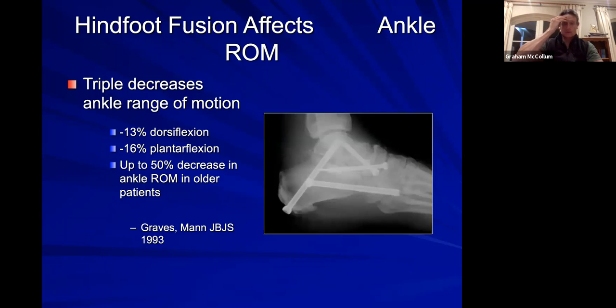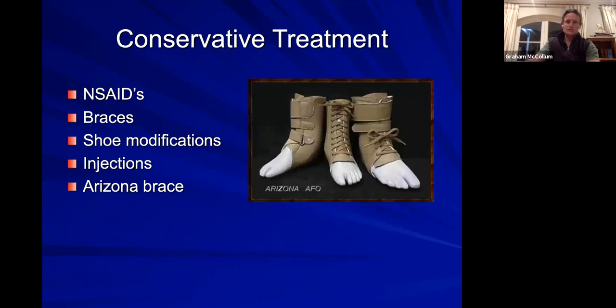Interestingly, if you perform a triple arthrodesis, you decrease your ankle range of motion as well. So the ankle was also coupled to the hindfoot. Just a finding by Roger Mann, which I've also seen, and that's probably a reason why almost 100% of people who have a hindfoot fusion, examine them 10, 15 years later, almost 100% of them have some sort of ankle degeneration or arthritis. So these are the conservative options: Arizona brace, injections, and shoes with a rocker bottom, whatnot.